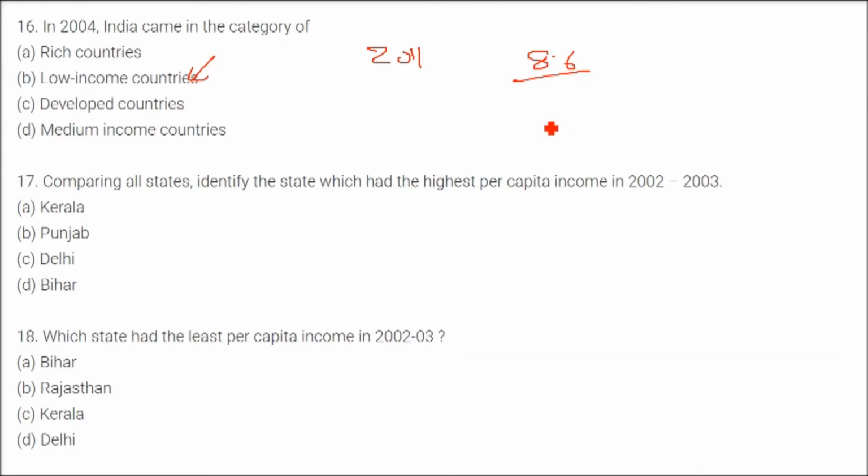and the poor were 70,000 per person per annum. And India was 93,000 per person per annum. Per annum is for a whole year. Comparing all states, identify the state which has the highest per capita income in 2002-2003. The answer is Punjab. Which state had the least per capita income in 2002-2003? The answer is Bihar.